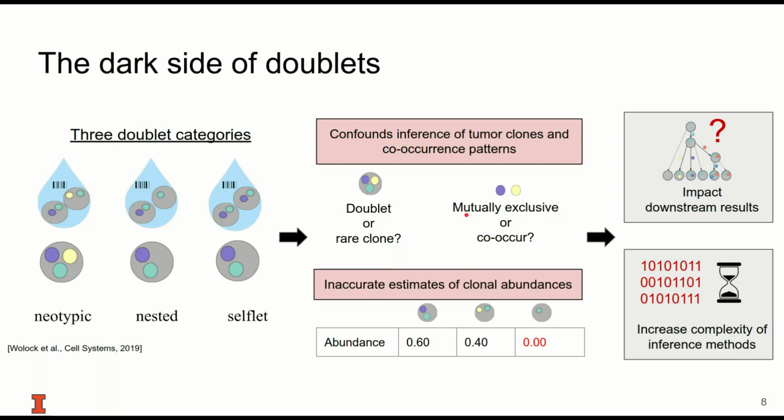In addition, we also have nested doublets, where the set of mutations in one of the cells is a proper subset of the other cell. Or we can also have a cell flip, where the sets of mutations in the two cells are identical. And although these are less problematic to the inference problem than neotypic doublets, they can also cause errors when we go to estimate the clonal abundances.